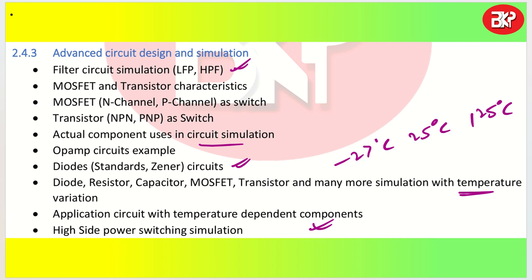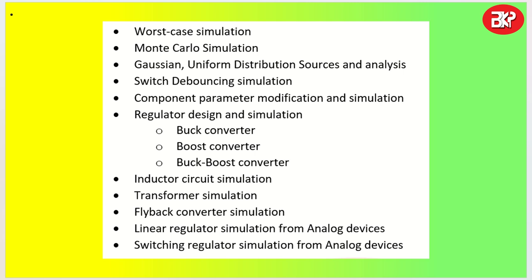You have high side power switching simulations, basically how to transfer your power from the battery to the load side. And then let's say you have tolerance in your components. For that you will go for worst case simulations, and then how to set up Monte Carlo simulations. In Monte Carlo, you have waveform sources like a Gaussian source or a uniform distribution source and their analysis, and how to do switch debouncing simulations.